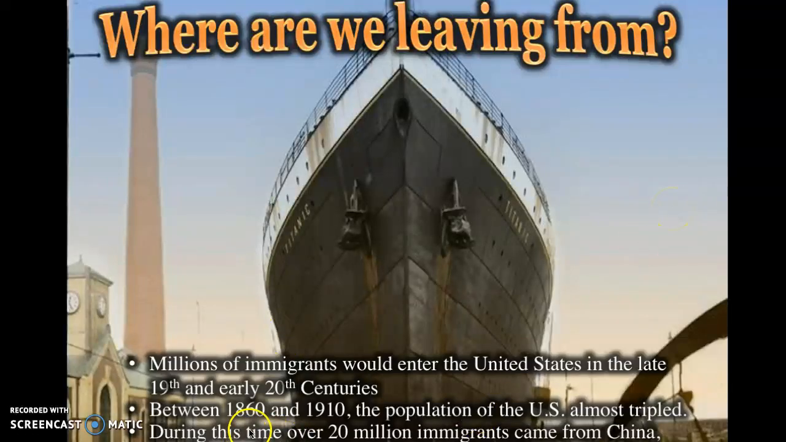And as you'll see here, between 1860 and 1910, the population of the U.S. almost tripled. And that's because we were going through a boom, right? We were moving west. There was more space. Our cities were being developed, as we'll talk about here. So we had more opportunities for new folks to come to our country.